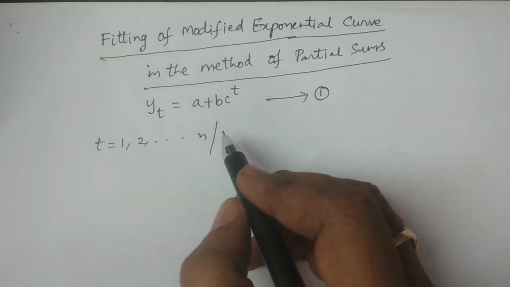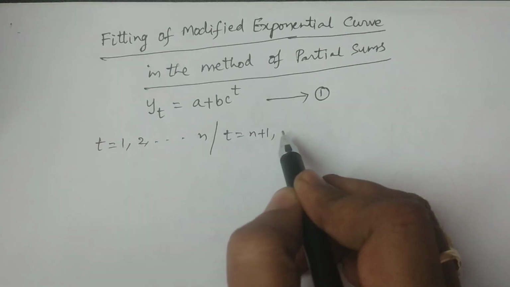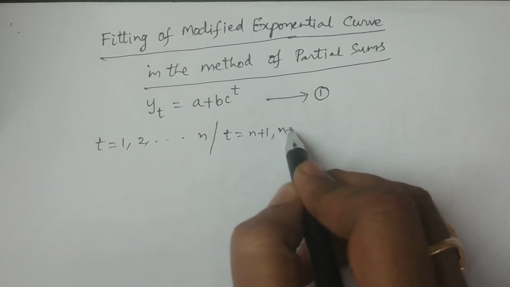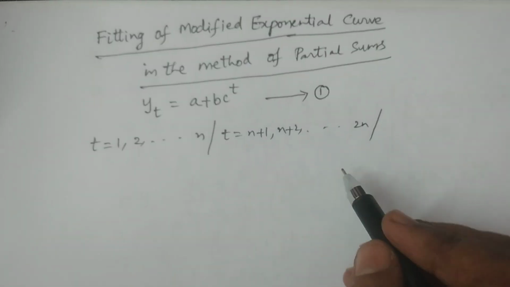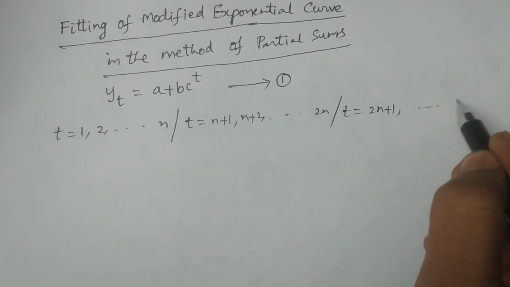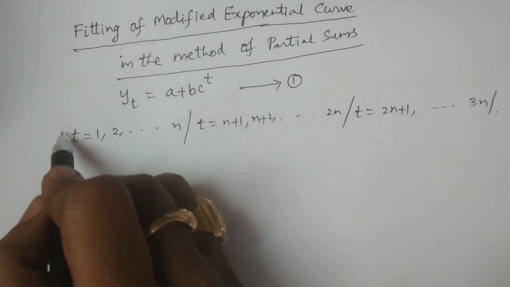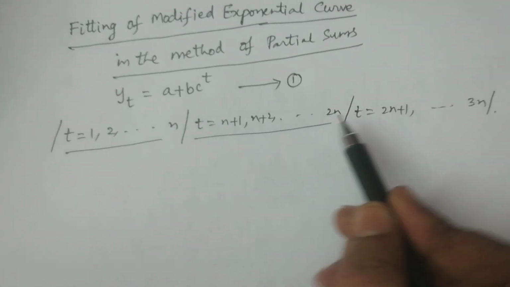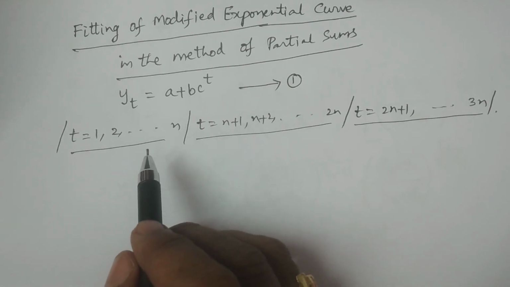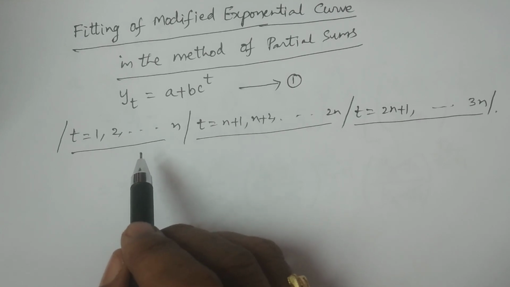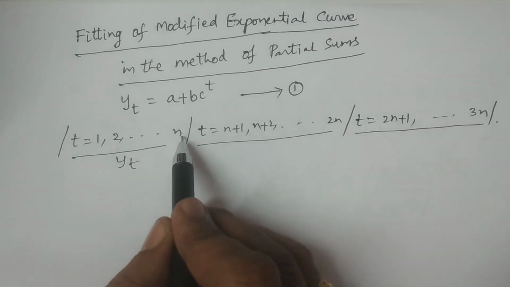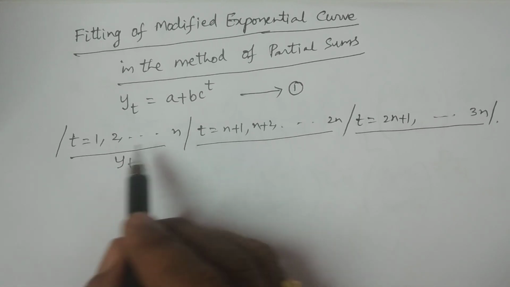The second part is t equal to n plus 1, n plus 2 and so on up to 2n. This is the second part. The third part is t equal to 2n plus 1, 2n plus 2 and so on up to 3n. This is the third part, the three equal parts. According to these time periods, the corresponding values of yt are going to be considered.